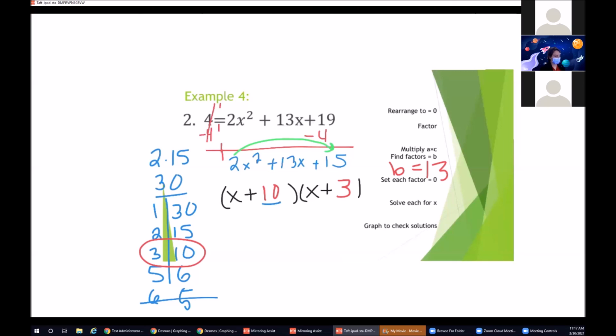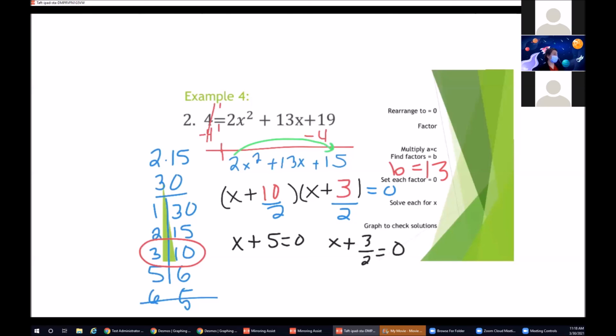Divide by A, which is 2. Yep. So what does 10 divided by 2 simplify to be? 5. So I'm just going to bring it down in reduced form: x plus 5 equals 0. And then 3 over 2, does that reduce? Nope. So bring down x plus 3 over 2 equals 0.